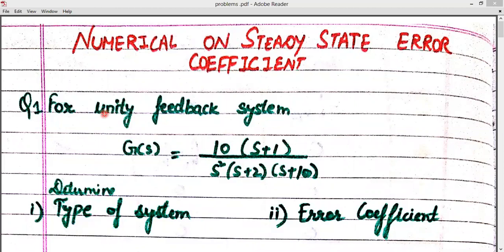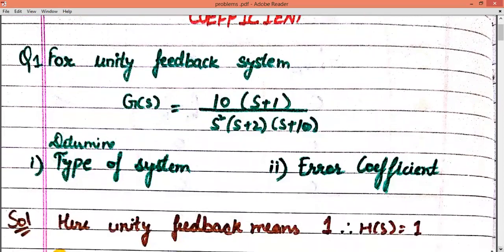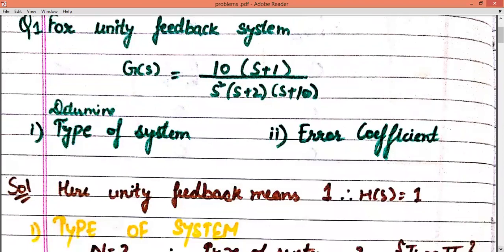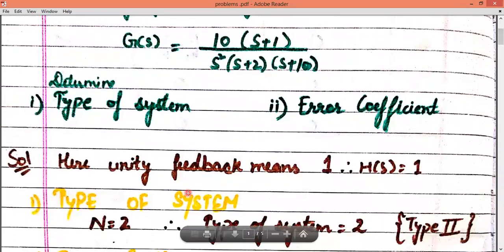Here the first question is that for the unity feedback system we have been given G of S. We need to find the type of the system and the error coefficient. For the unity feedback system, always take the feedback H of S as 1. So the first part is the type of the system.